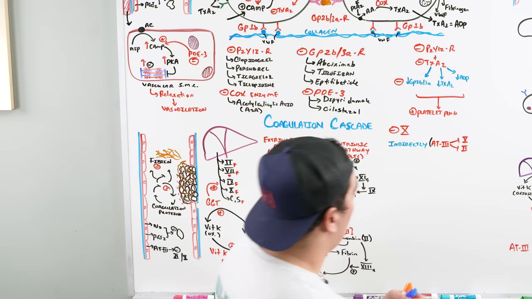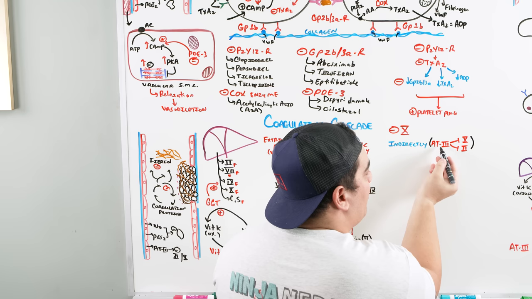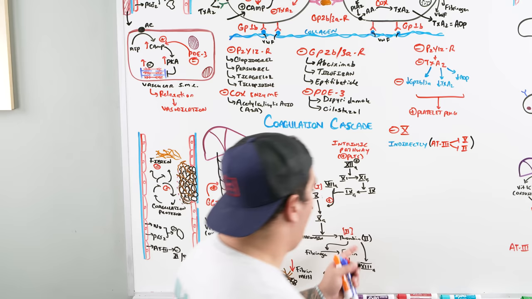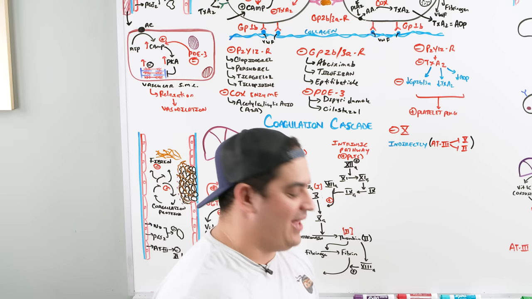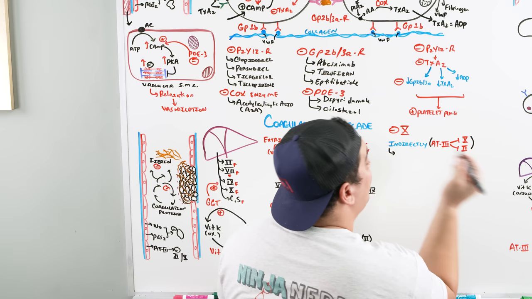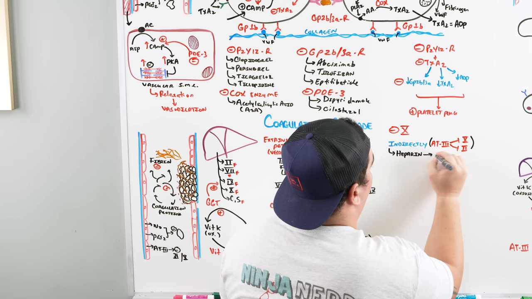So if I were to give a drug that could really work to increase antithrombin 3 or activate antithrombin 3, it'll inhibit factor 10 and to some degree inhibit thrombin. That's pretty cool. I really want to inhibit just factor 10, but I can do this indirectly. How do I do that? There's a couple different drugs. They're basically all going to be heparin, because heparin will help to stimulate antithrombin 3, and that will help to inhibit these particular factors.